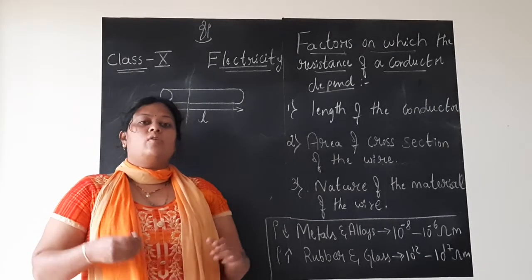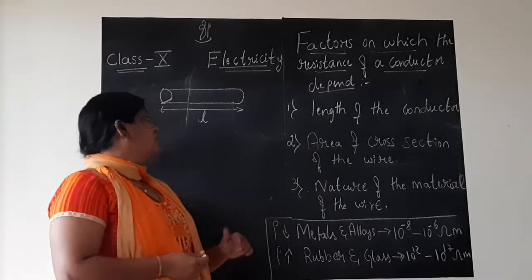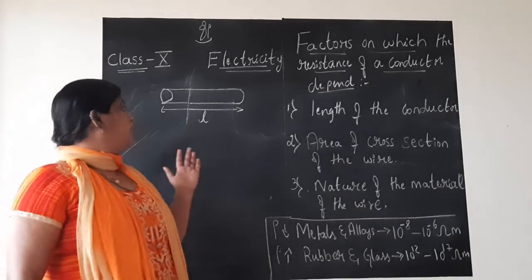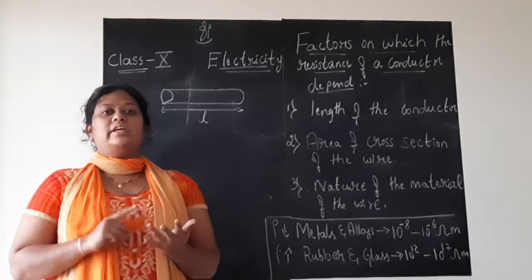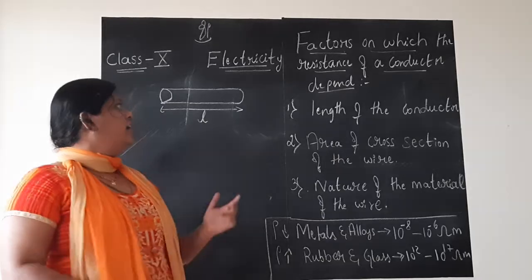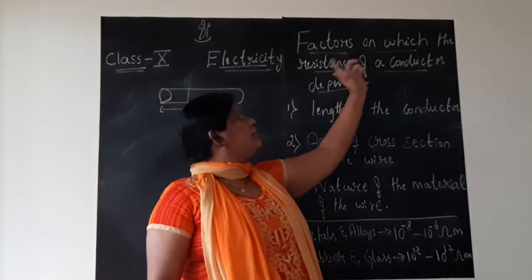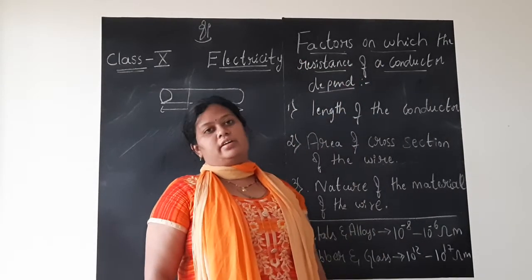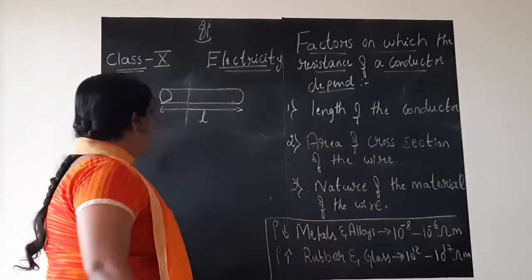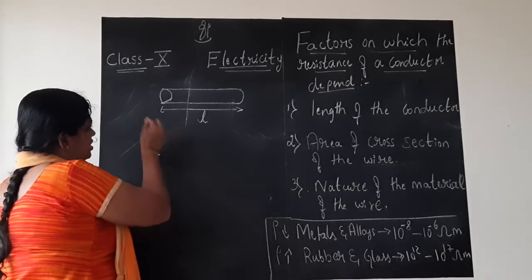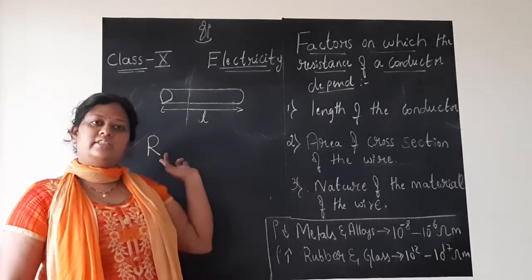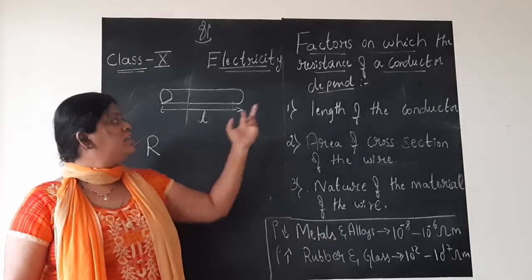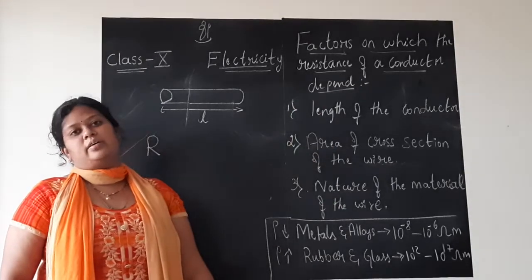After understanding what is Ohm's law, we studied mainly about the relationship between the voltage, current and the resistance. Next we shall study what are the factors on which the resistance of a conductor depends. For that we will talk about the resistance and its relation with the various factors of the conducting wire.